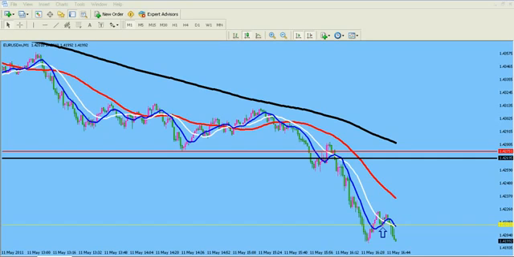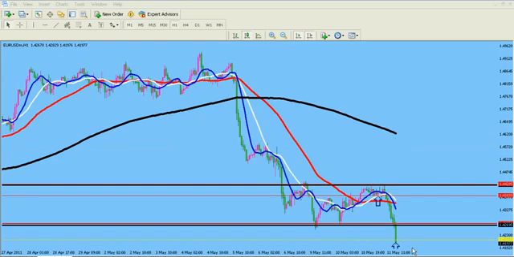Let's take a look at this on the hourly time frame as well. Okay, in less than an hour, the top of this candle is at 142.82, and it dropped down to 141.97.